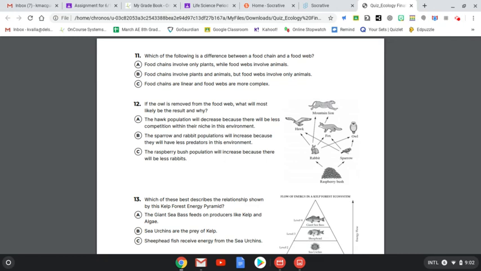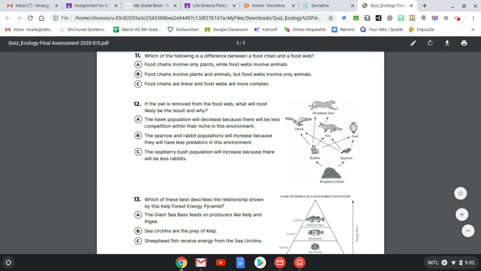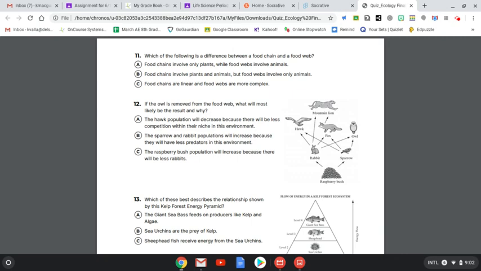If the owl is removed from the food web, what will most likely be the result and why? So if you're going to take out this owl, which is right over here, what is going to be the result? Kind of like a cause and effect. A, the hawk population will decrease because there will be less competition within their niche in the environment. B, the sparrow and rabbit populations will increase because they have less predators in the environment. Or C, the raspberry bush population will increase because there will be less rabbits.